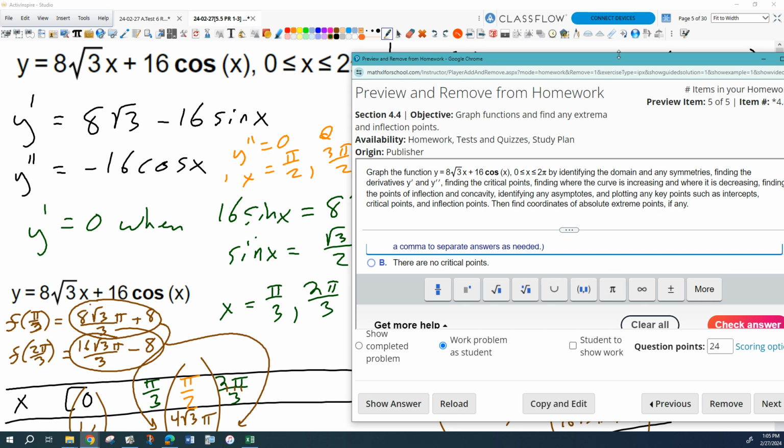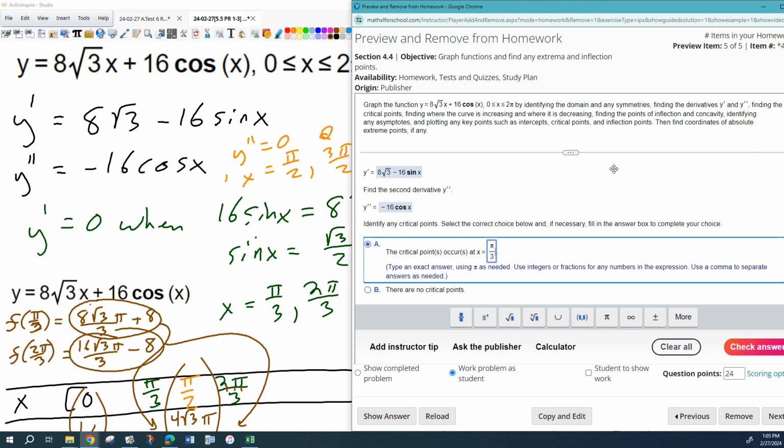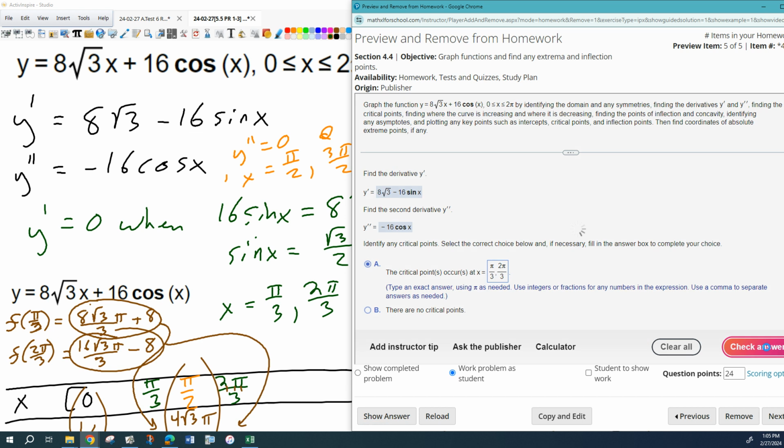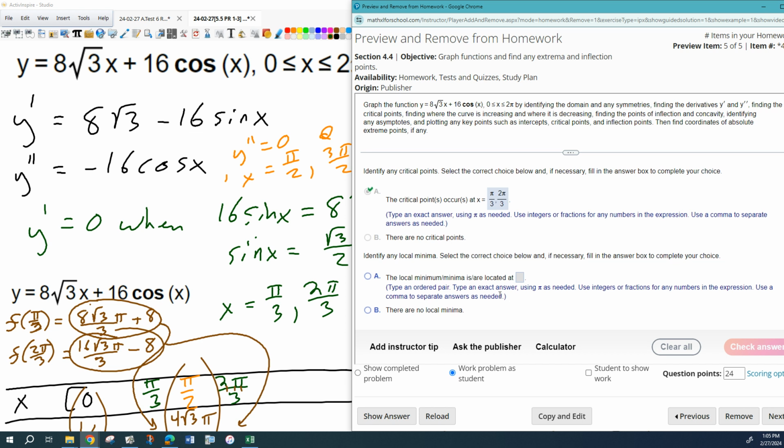How come we can't see that stuff? Pi thirds, comma, 2 pi thirds. Excellent again. Local minima. Type in ordered pair.